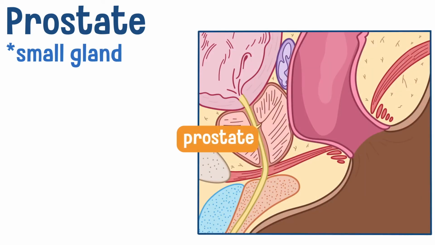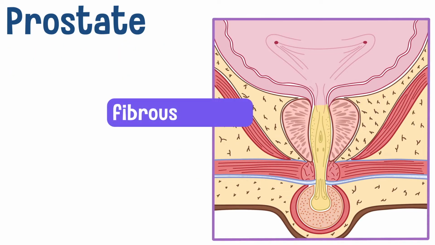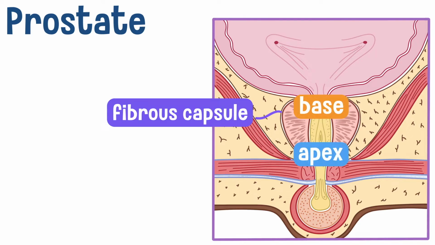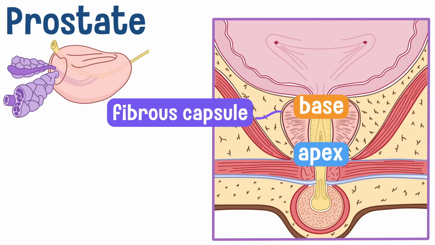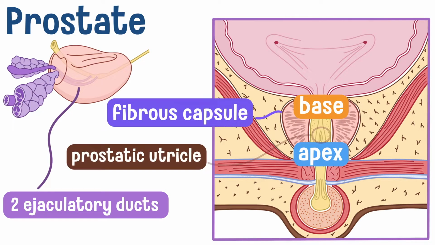The anatomy of the prostate is relatively simple. The prostate is a small gland located between the base of the urinary bladder and the rectum. Encased in a fibrous capsule, the prostate has a base that lies against the bladder neck above and an apex that lies against the urogenital diaphragm below. The two ejaculatory ducts pierce the upper part of the posterior surface of the prostate and open into the prostatic urethra at the lateral margins of the prostatic utricle.